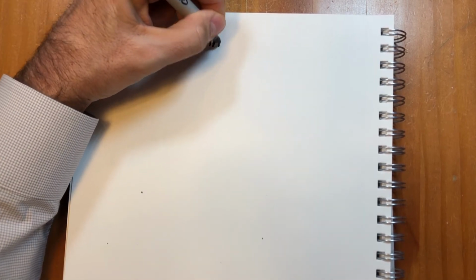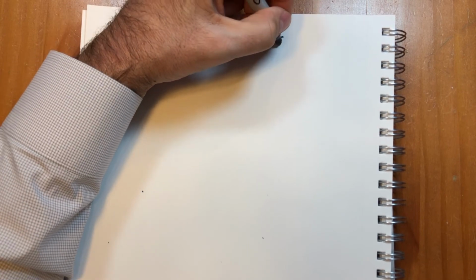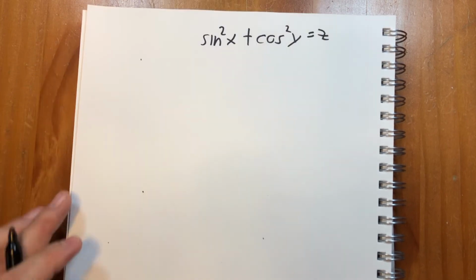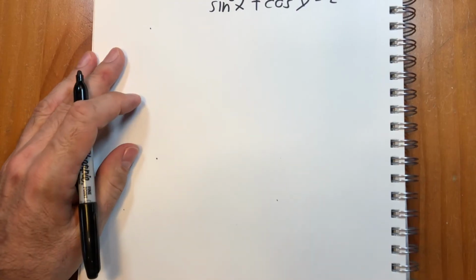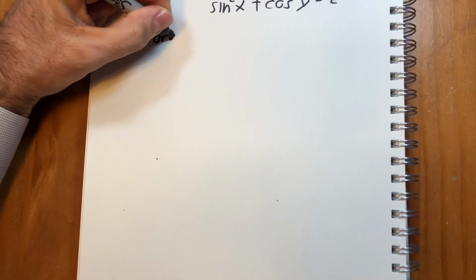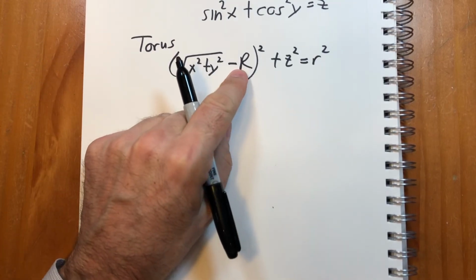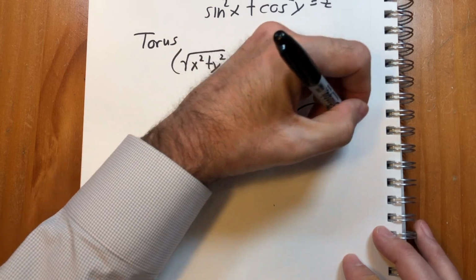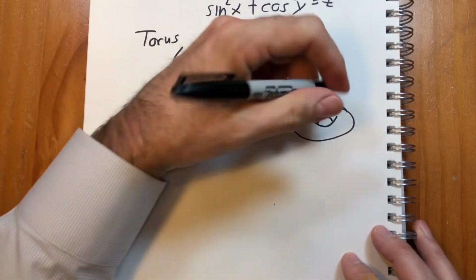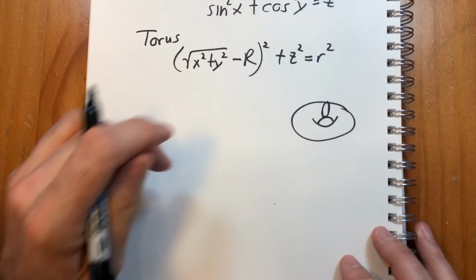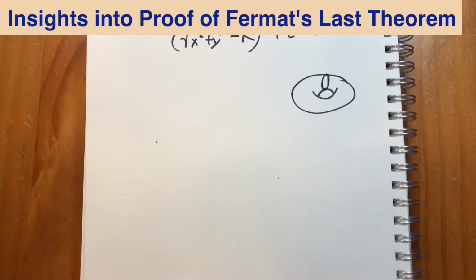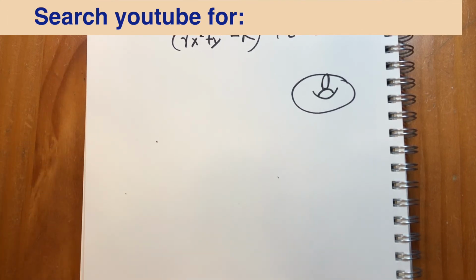So for instance, there's what I call a field of bumps, which is sine squared x plus cosine squared y equals z. And the implicit equation of a torus is, where the big R is the radius of the outside of the torus, and then the small r is the radius of the tube.